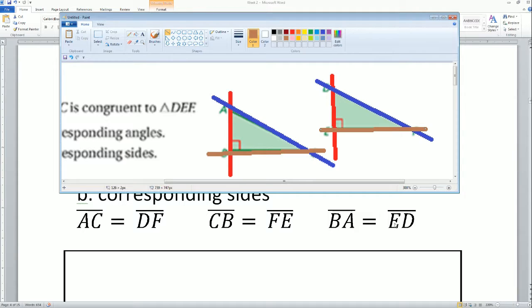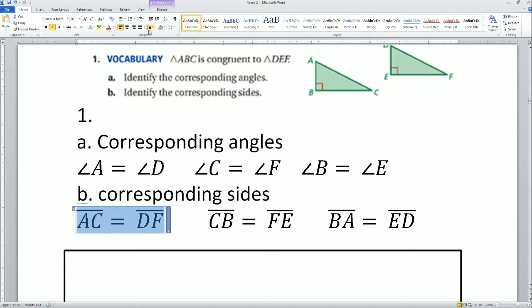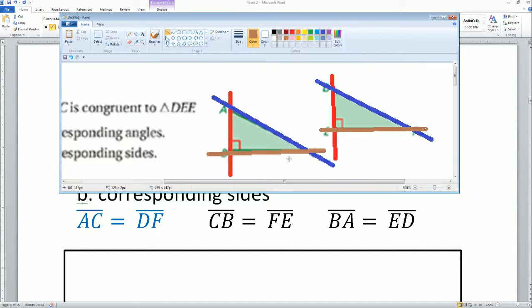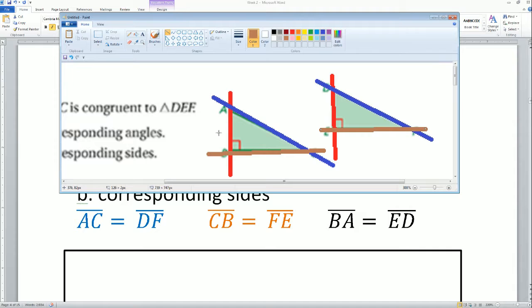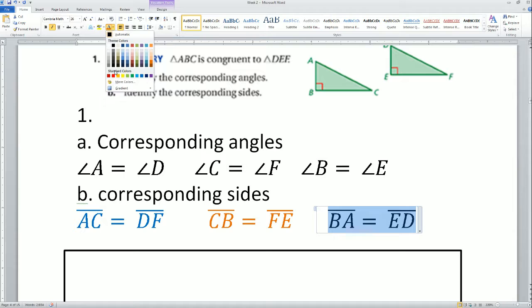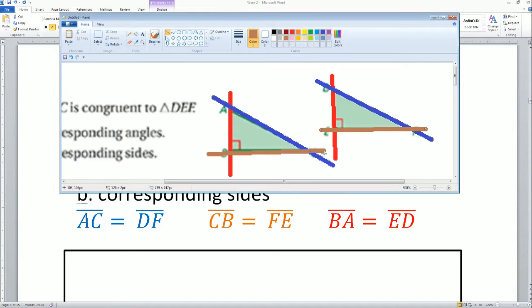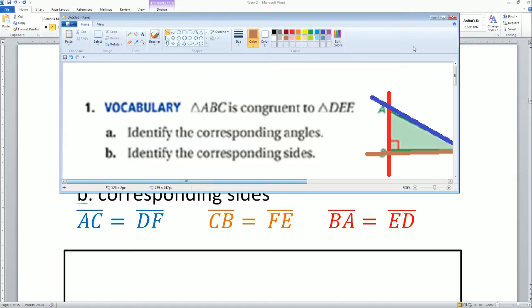Let me see, I think I could color code this for you. This is the blue line, then CB is the brown line. I don't think there's brown here. Yeah, that's closest to the brown I'm gonna get. And last one, red, AB, ED. So that was red. There you go. That is how you find the corresponding sides.